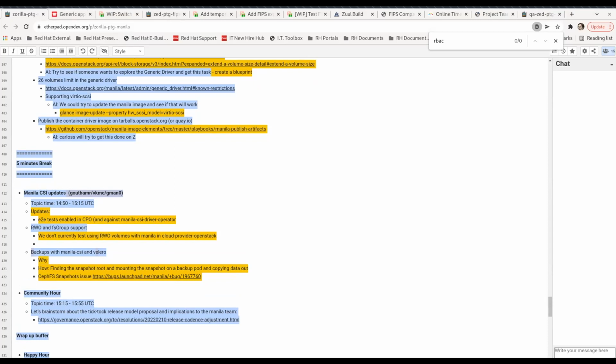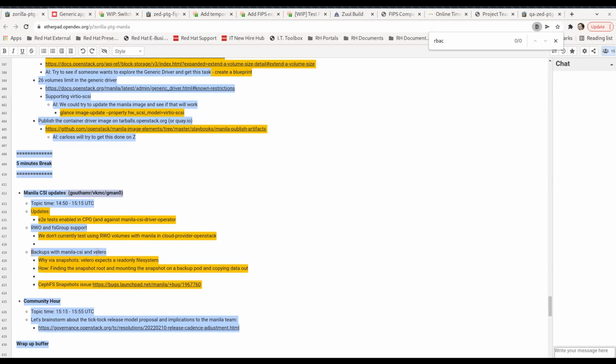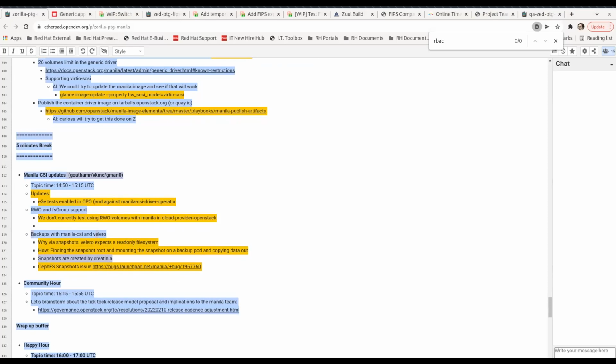You can't really attach them to a pod and browse them like a regular file system. So first you would create a PVC of the snapshot, mount that PVC, and then pick up this new PVC. So the snapshot is like an intermediate step between backing up volumes.